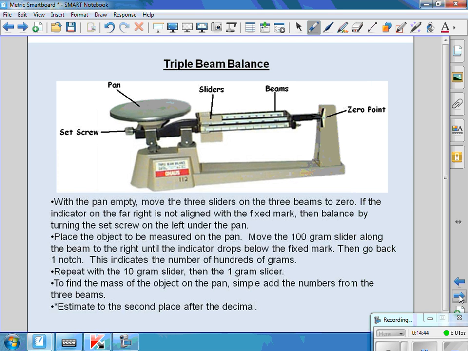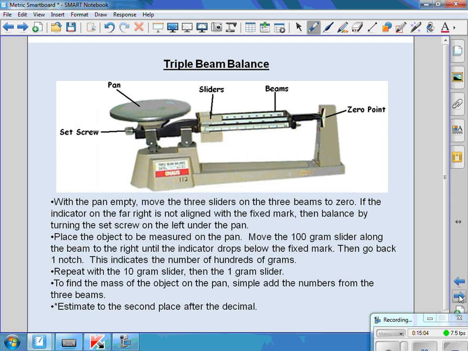While the pan is empty, you're going to move all 3 of the sliders. You're going to have a big, thick slider in the middle, a thinner one towards the back, and a tiny little thin metal one on the front. You need to move all of them to the left so that they're lined up on their zeros. Then you're going to put the object that you want to mass on the pan.